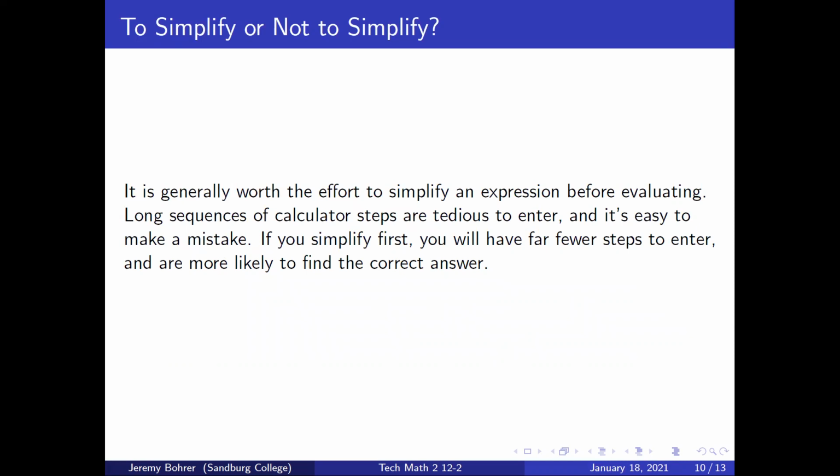It's generally worth the effort to simplify an expression before evaluating. Long sequences of calculator steps are tedious to enter, and it's easy to make a mistake. If you simplify first, you will have far fewer steps to enter and are more likely to find the correct answer.